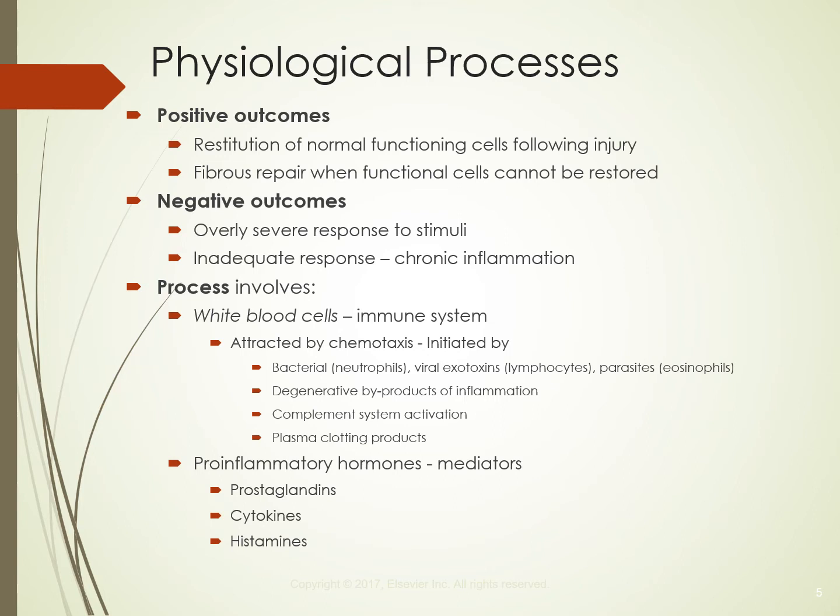This process involves white blood cells from the immune system that are attracted by chemotaxis initiated by bacterial neutrophils, viral exotoxins, lymphocytes, parasites, eosinophils. Also degenerative byproducts of inflammation, complement system activation, plasma clotting products. Pro-inflammatory mediators are prostaglandins, cytokines, and histamines.